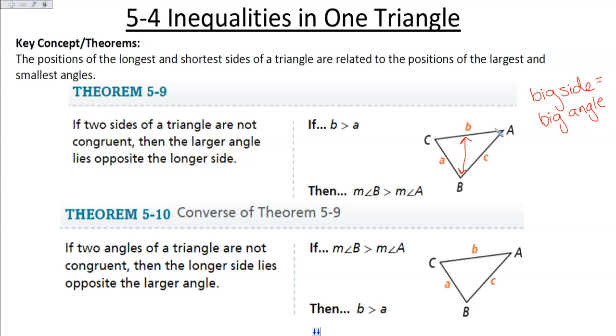And it works the other way as well. If angle A is the smallest angle, then the side across from it is the smallest side. So we can look at it in terms of side lengths. Big sides are across from big angles. Or we can look at it in terms of angle measures, where if I have a smaller angle, okay, then it's going to be across from the small side. So let's take a look.